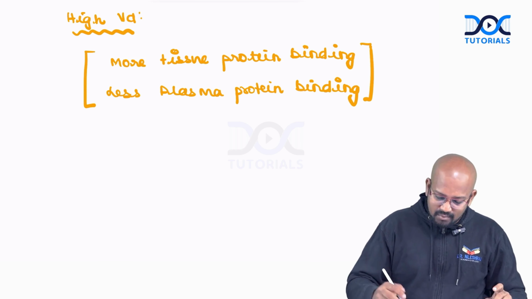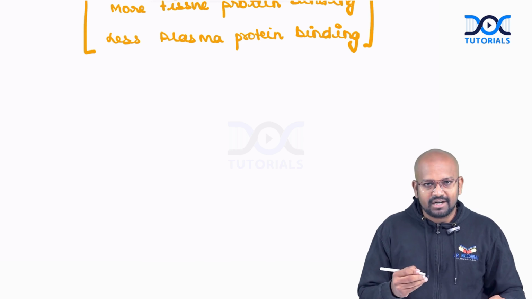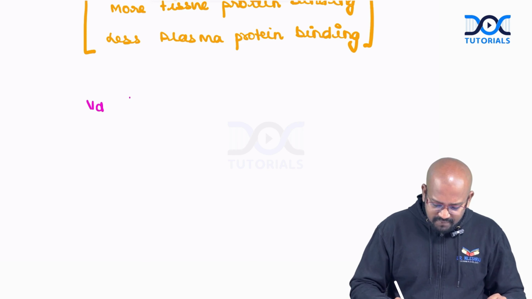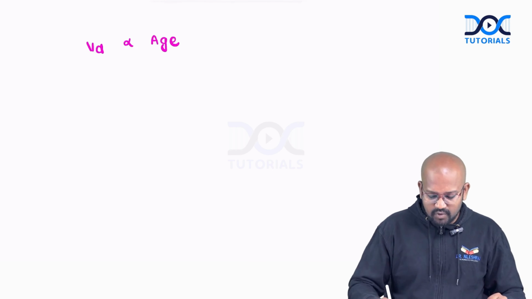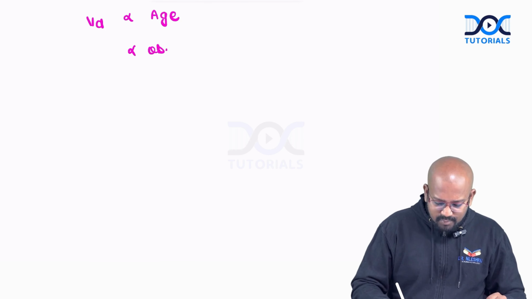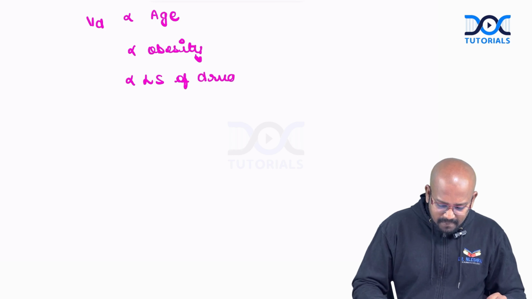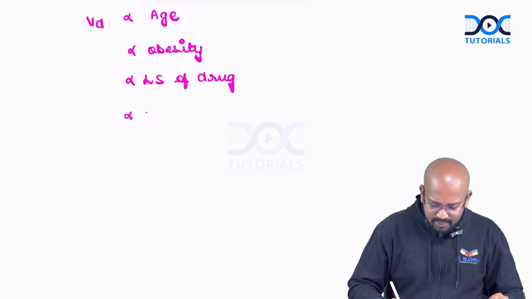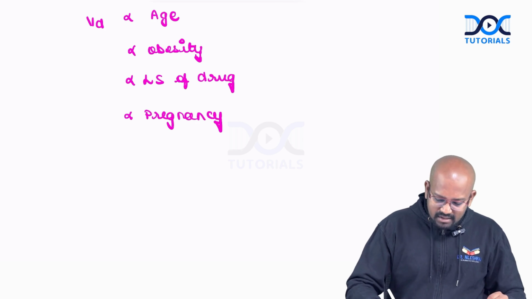Next one, guys. Most important question. What are the different factors which might affect the volume of distribution? Please note, volume of distribution is directly proportional to age. More the age, more will be the volume of distribution. Directly proportional to obesity. Directly proportional to lipid solubility of drug. Directly proportional to pregnancy. So higher the age of the patient, more will be the volume of distribution.